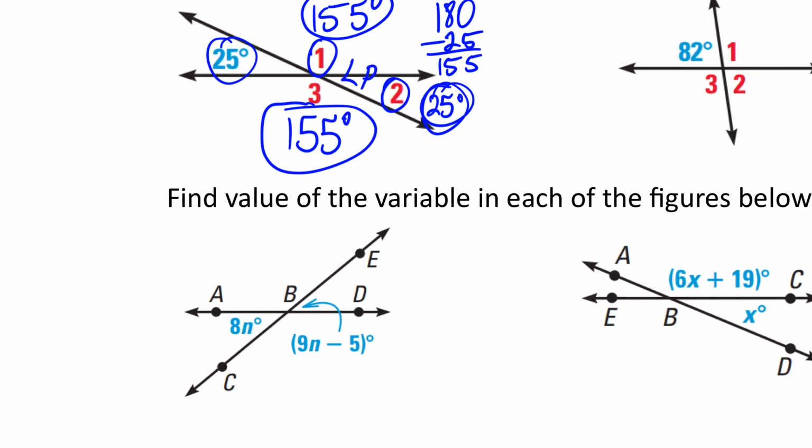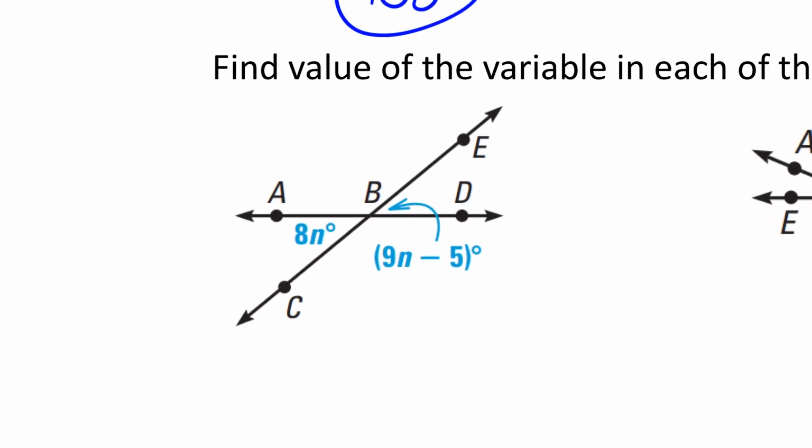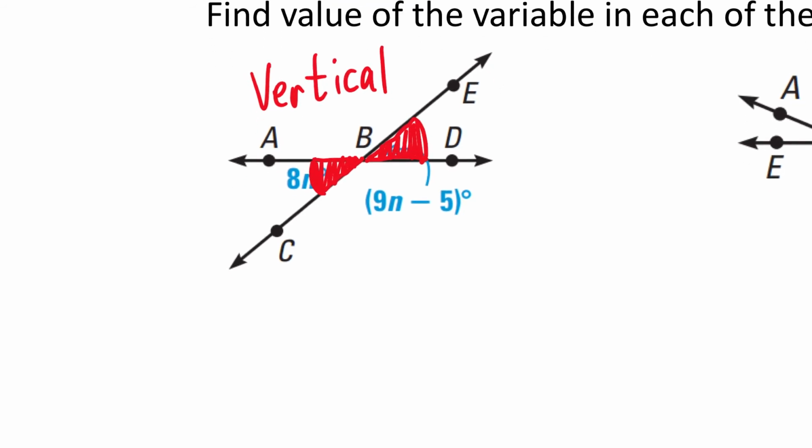All right, on these last 3. So on this one right here, the 8n degrees is talking about this angle ABC right here. The 9n minus 5 is talking about angle EBD right here. So what type of angles are those two angles? Those are what we call vertical angles. And what do we know about vertical angles? They're always congruent. So to find the value of n, we're going to set 8n equal to 9n minus 5.